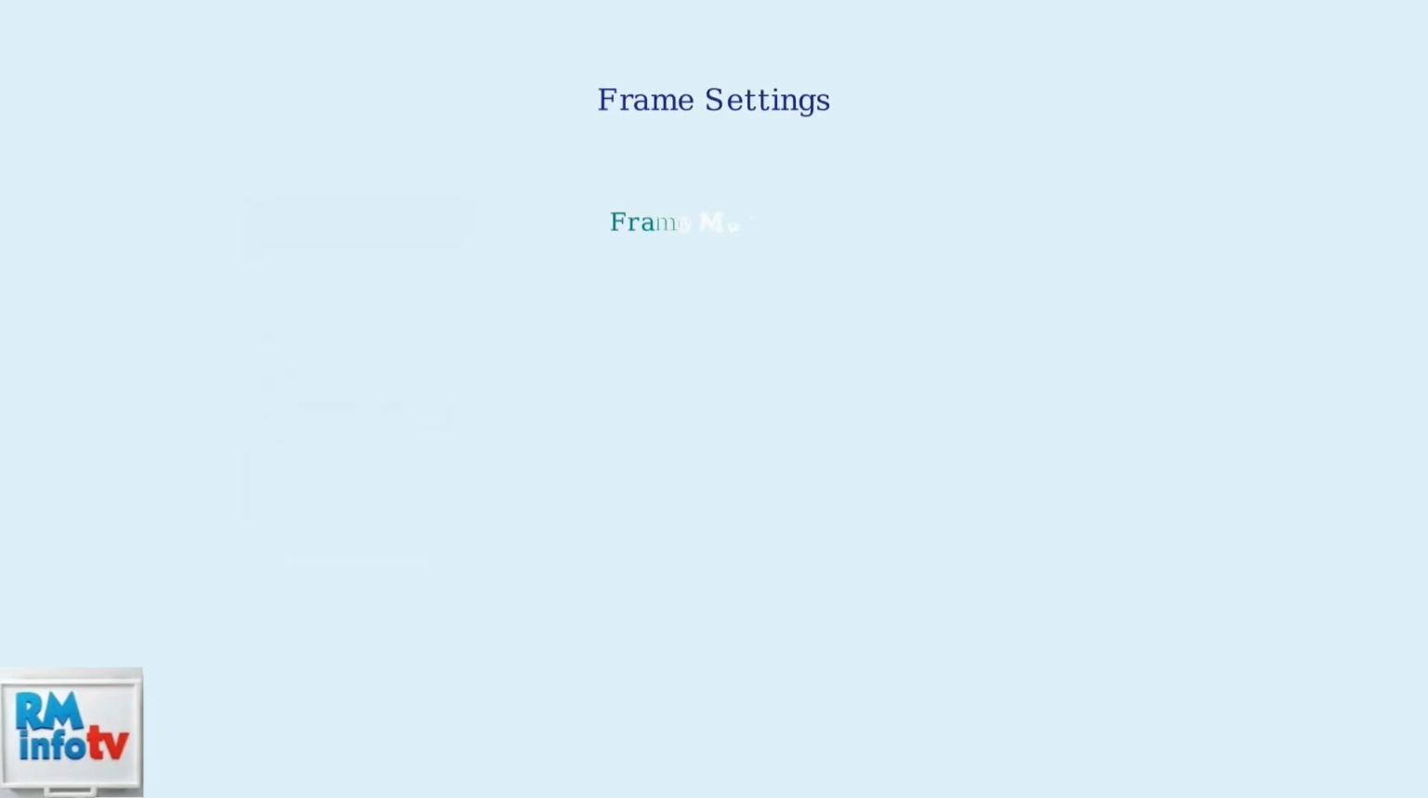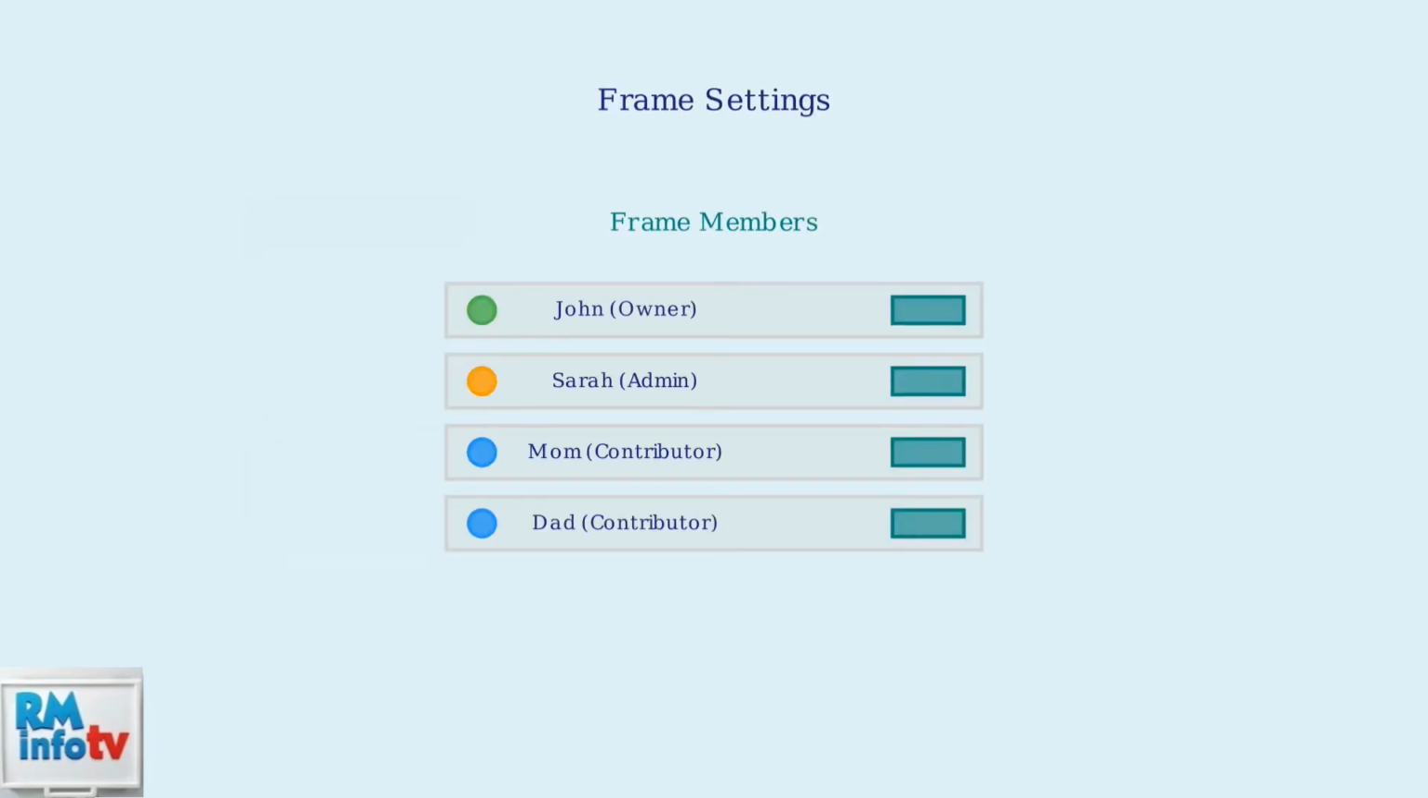To sync photos and manage frame members, navigate to the frame settings. Here you can control who has access to add photos and manage their permissions. To invite new members, tap the Invite button and enter their email address. They'll receive an invitation to join your frame and contribute photos.